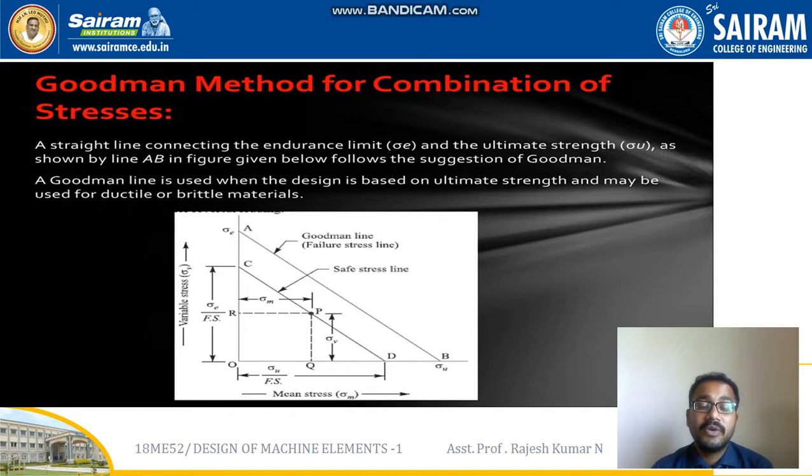Now, since our intention is to find the safe line to avoid failure, let me draw a line which is below the failure line. Let me draw a parallel line below this AB line, which is the failure stress line. Let me name it C and D. After drawing CD, I know that this is the factor of safety for the ultimate stress point, and similarly this is the factor of safety for the endurance stress point. This is only for O2D and O2C that I'm talking about.